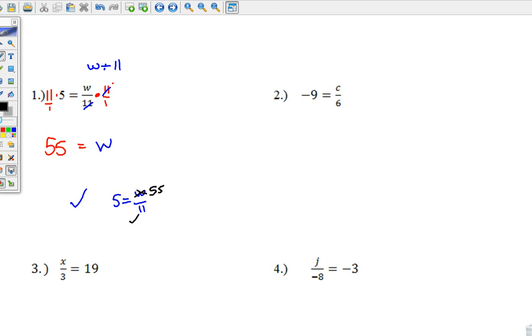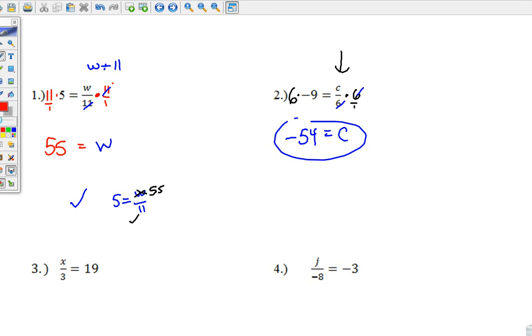On number 2, we are dividing by 6 on the right-hand side here. Remember, we're trying to isolate c. So the opposite of dividing by 6 is multiplying by 6. And you can think about it as 6 over 1 if you want to. The 6's cancel out, leaving you with just c on the right-hand side. And we get negative 54.